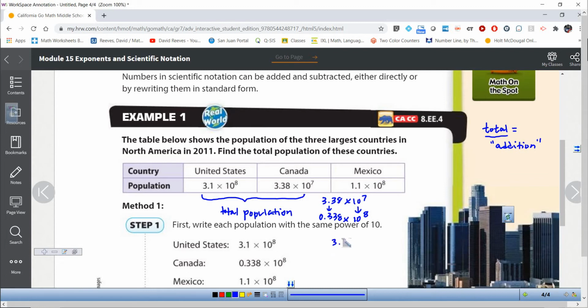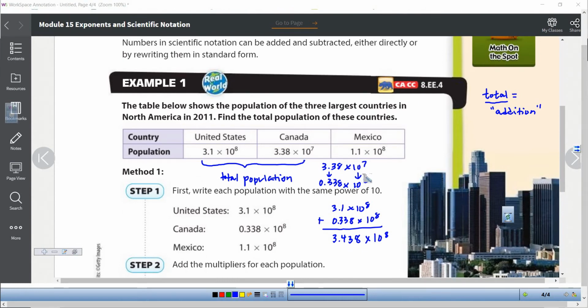So now I know that the United States was 3.1 times 10 to the 8th, and I'm going to add that to 0.338 times 10 to the 8th. And you might think it would be 10 to the 16th, but we know that's not the case, right? This power of 10 is like our common denominator in fractions, and we simply need to add these together. And we get 8, and we get 3, and we get 4, and we get 3.438.